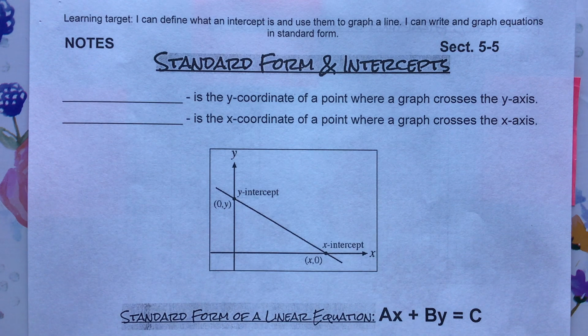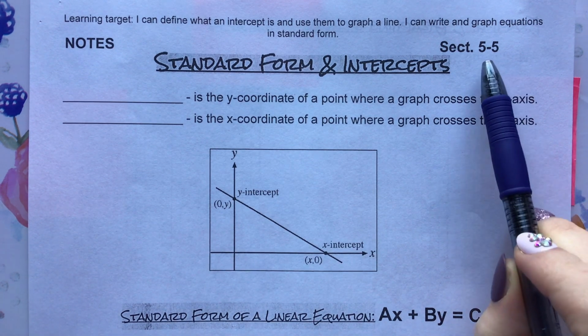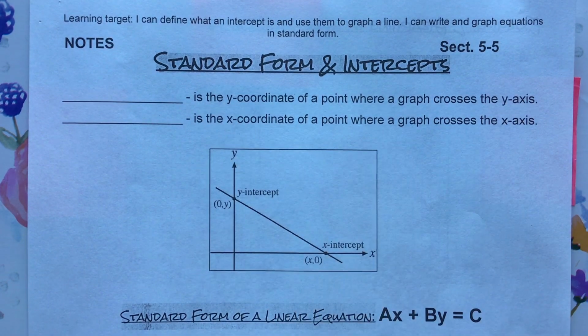Today we are continuing in Chapter 5, and this is Section 5-5. It's standard form and intercepts, and what I'd like for you to be able to do by the end of this video is to define what an intercept is and to use them to graph a line. I'd also like for you to be able to write and graph equations in standard form.